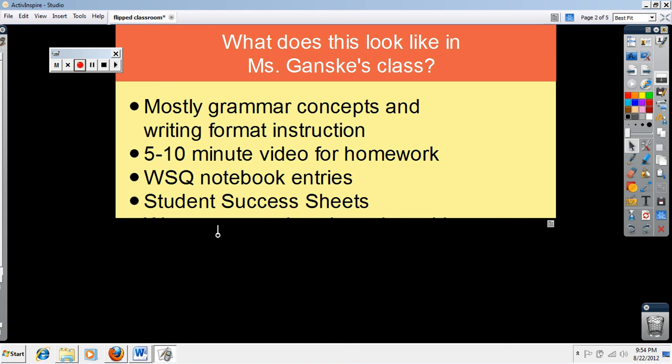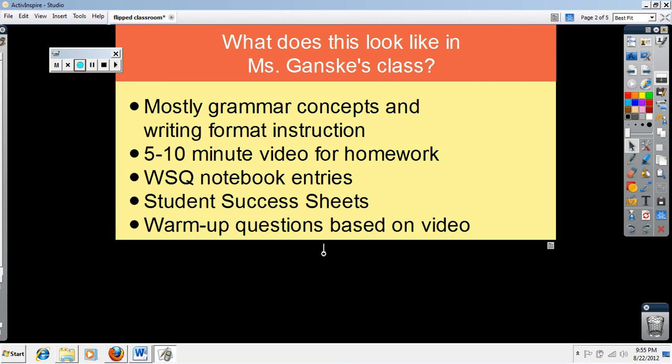They can either recreate these on their own in their WSQ notebooks, or they can download them and fill them out either online or by hand. It's basically just a notes sheet to make sure that they're gathering the correct information that they need from the videos, and they have the notes in front of them during class when we do the practice.